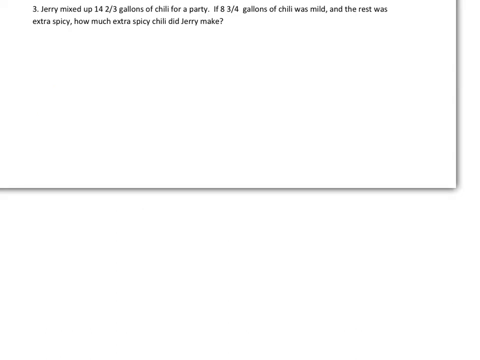Question number 3 says, Jerry mixed up 14 2/3 gallons of chili for a party. If 8 3/4 gallons of chili was mild and the rest was extra spicy, how much extra spicy chili did Jerry make? Let's underline the important information in this question. First, we know that he had a total of 14 2/3 gallons of chili for a party, and 8 3/4 of the gallons was mild. So what we need to do is solve how much extra spicy chili did Jerry make.